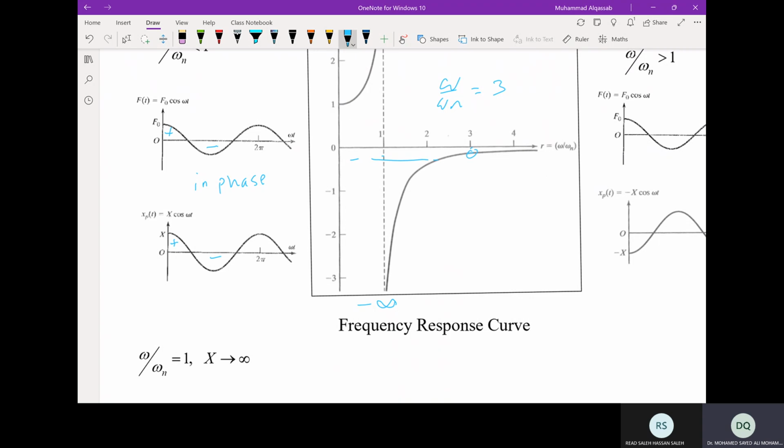So the mass follows the force. If the force is positive, let's say it is going downward, the mass will move with the force downward. And if the force is pushing upward, its direction is upward, the mass is going with the force upward. So the mass follows the force. Okay, so this is in phase response, which means phi equal to 0.